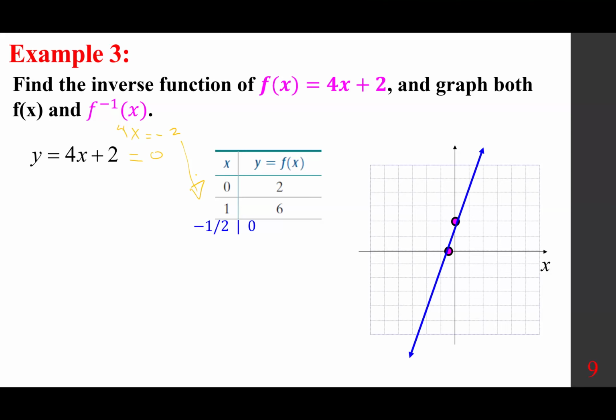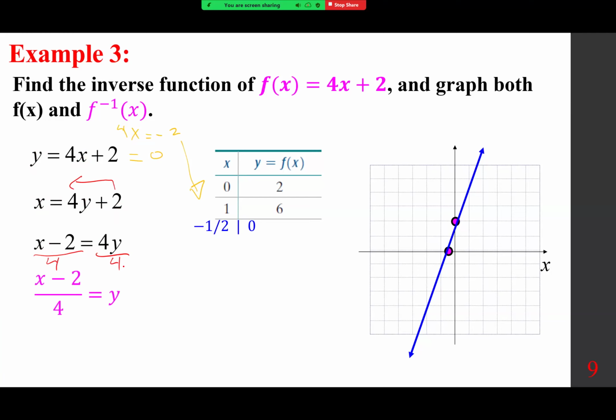Now, to find the inverse, we are going to interchange x and y. y changes to x, x changes to y. And to solve for y, we are going to move the 2, which becomes negative 2, and we're going to divide both sides by 4. And we call the y f inverse of x. So from f of x, we found f inverse.